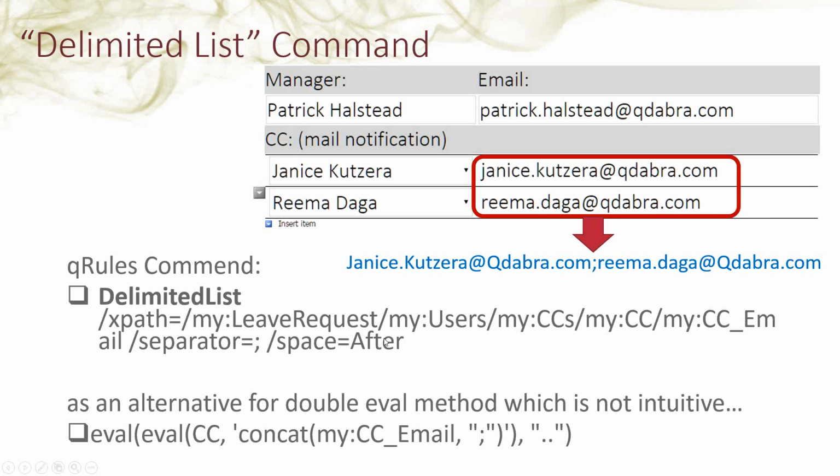Then there are some options, like we can set the separator and space before or after. And with this qRule command, we can get a concatenated string or delimited string from a repeating table. You have instructions on how to do that in the test lab today. So this is the second.